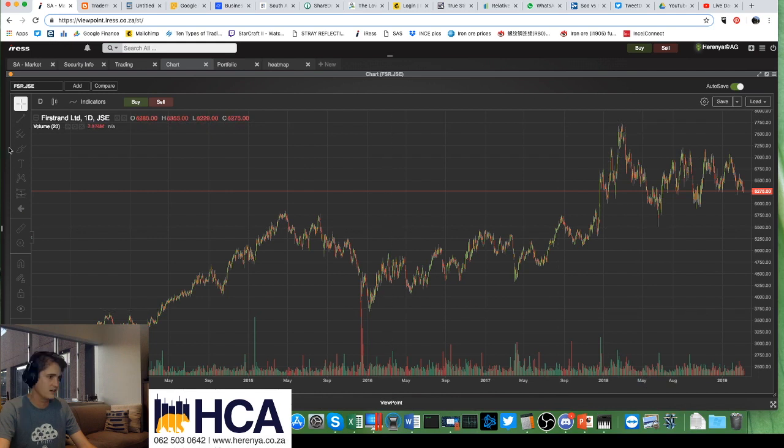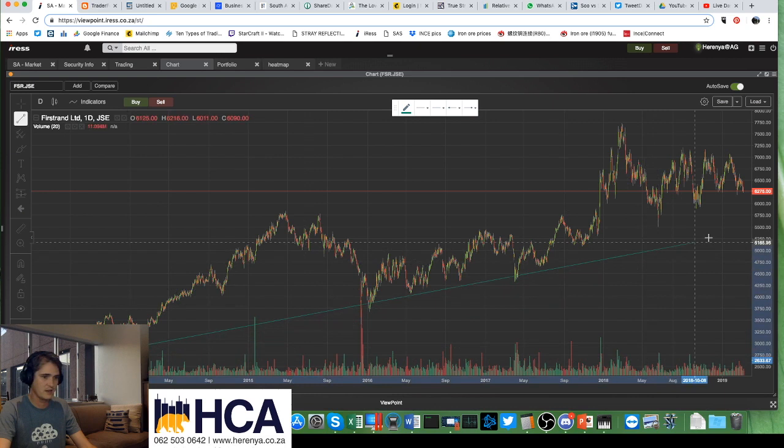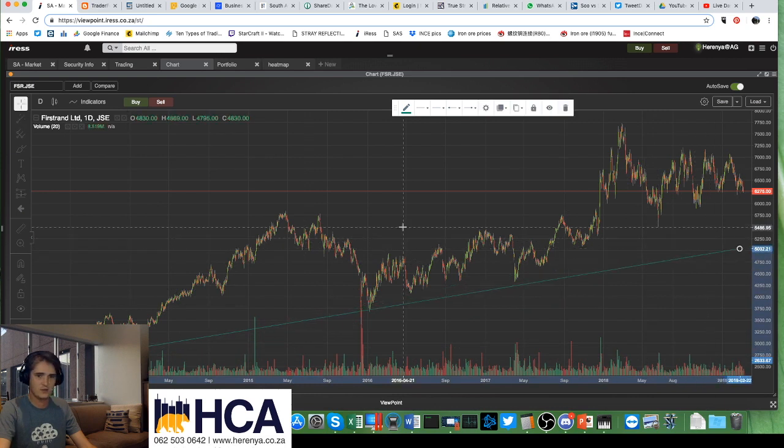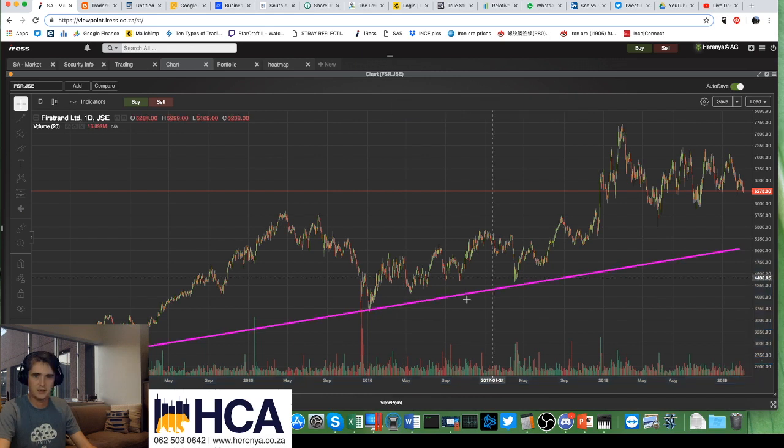We can then draw in our trend line from say there to there, and we can confirm with this trend line. We're going to make it nice and pink. I don't know, pink is always the go-to color, and make it nice and thick. And we can see here that we've got higher lows the whole time, as well as higher highs, right? So we definitely have an uptrend here.